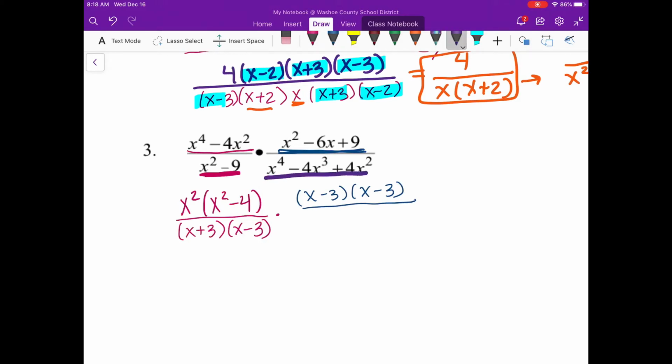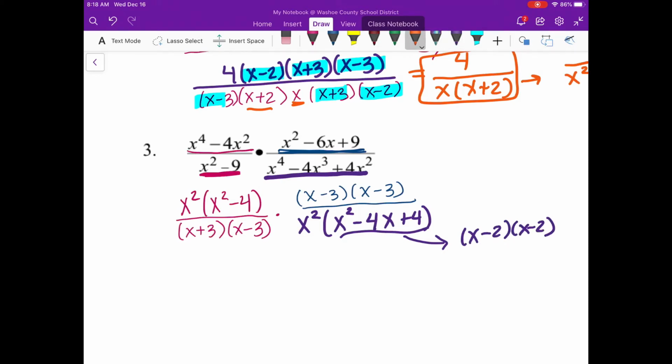The denominator here is going to require a little bit more factoring out. All of those terms have an x squared in common. When I take out the x squared, I'm left with x squared minus 4x plus 4, which means I have to further factor this part out. This part factors out to x minus 2, x minus 2.